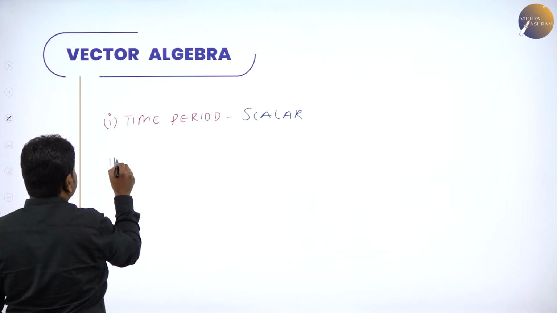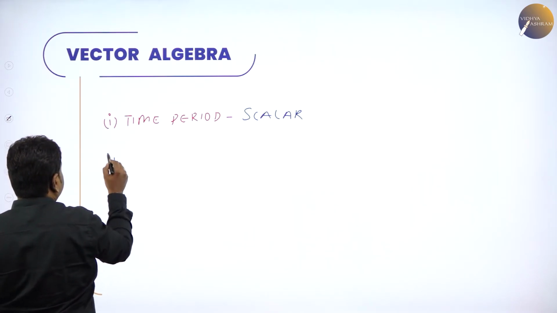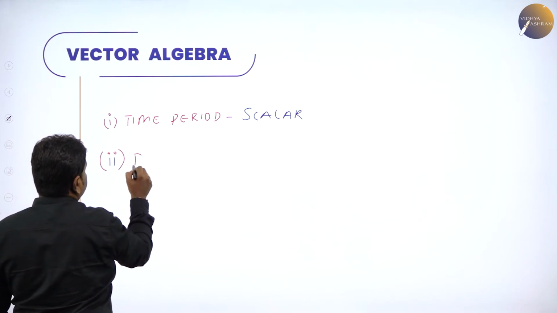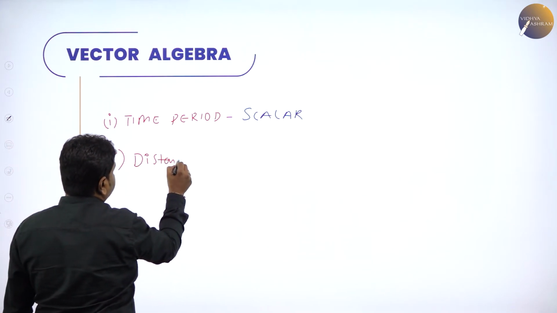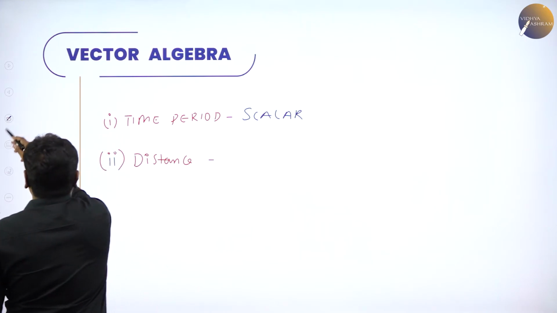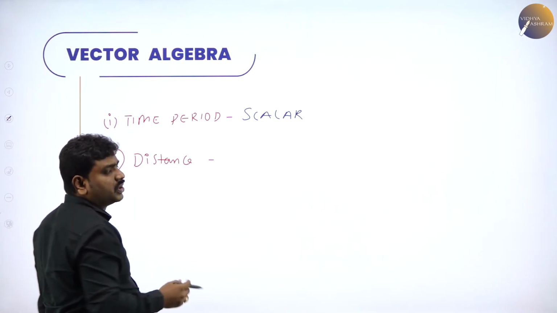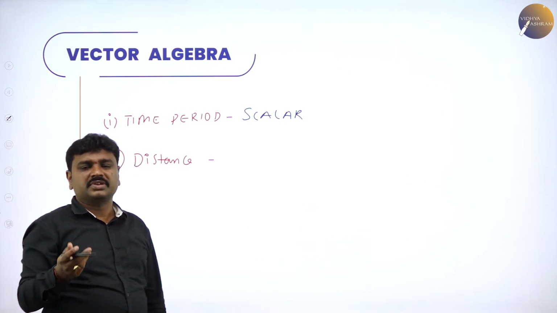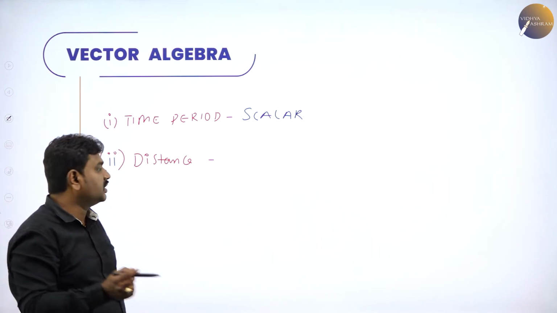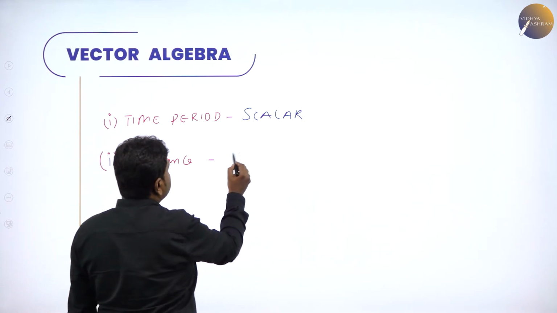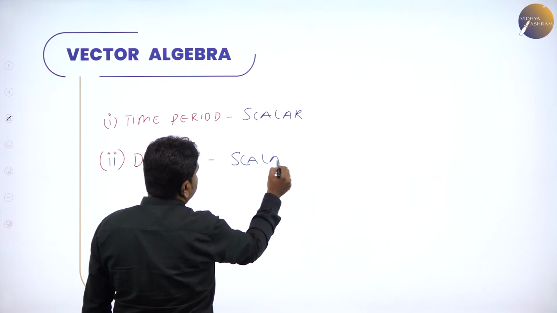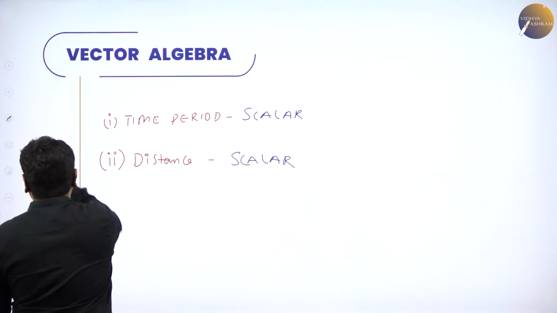Distance. So distance, they give distance. Distance does not have any direction, like 10 kilometers, 20 kilometers. So it has only magnitude. It is a scalar. Distance is a scalar. Whereas displacement means it will become a vector.